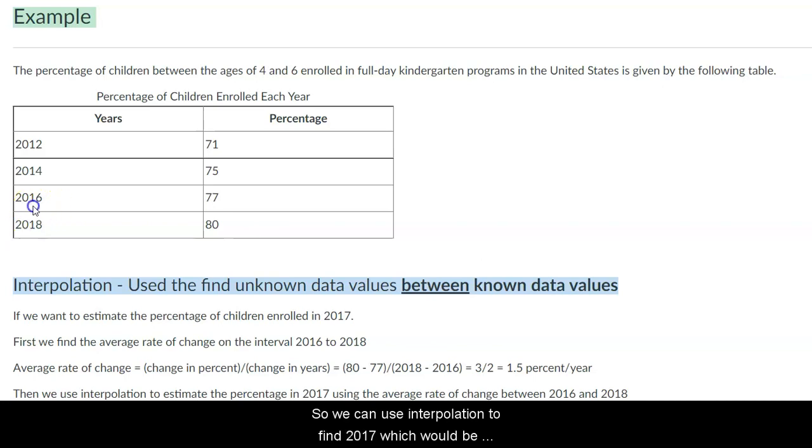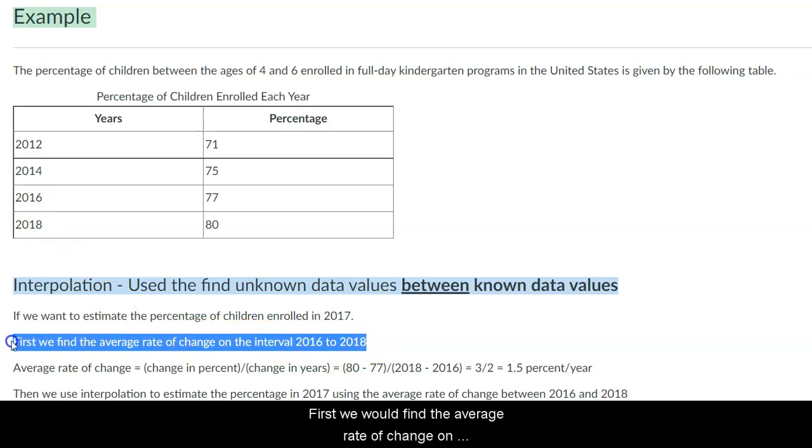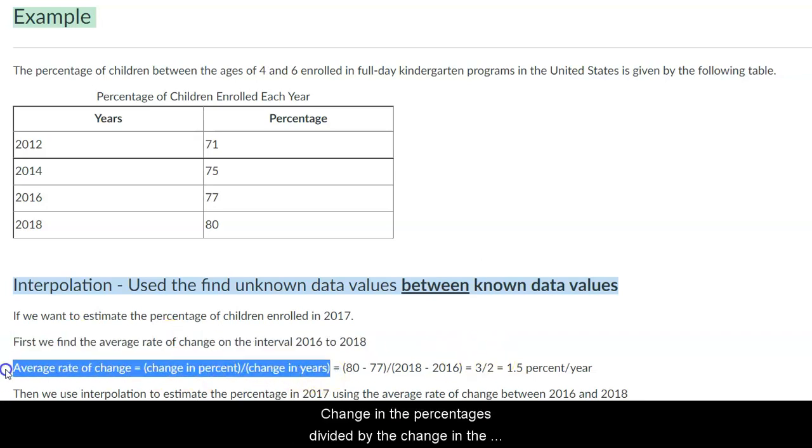So we can use interpolation to find 2017, which would be an unknown data value between the known years 2016 and 2018. First, we would find the average rate of change on the interval 2016 to 2018, the average rate of change for those known years. So average rate of change is the change in the percentages divided by the change in the years. Percentages per year. We want to know percentage enrolled per year.